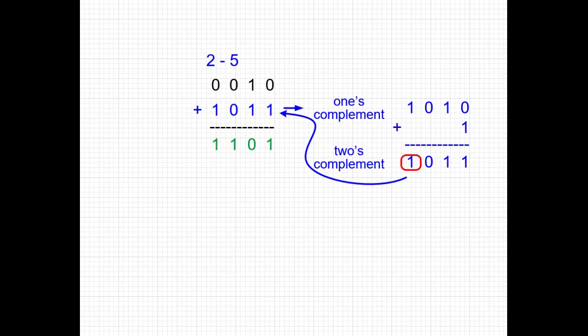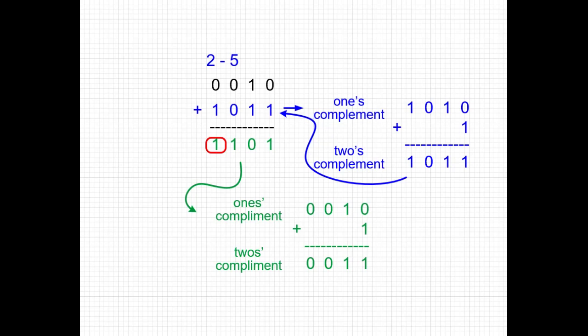We recall, though, that the MS bit of the 2's complement is a sign bit, where here it indicates that the 2's complement is negative, perfect for subtraction. Well, that sign bit applies here as well. If we do a 1's complement, 2's complement conversion, we find that we get a positive 3, which is our answer.